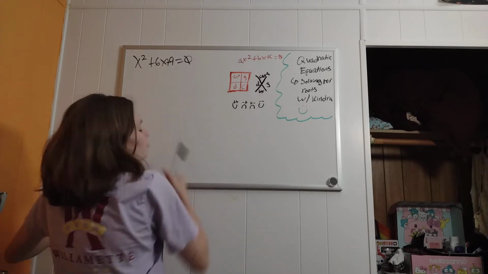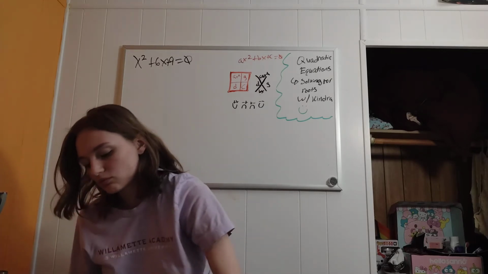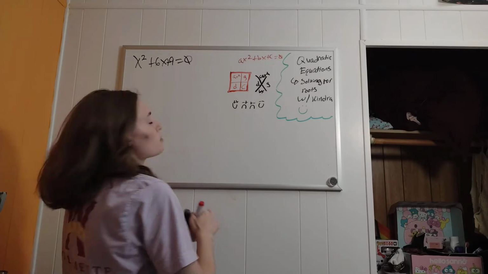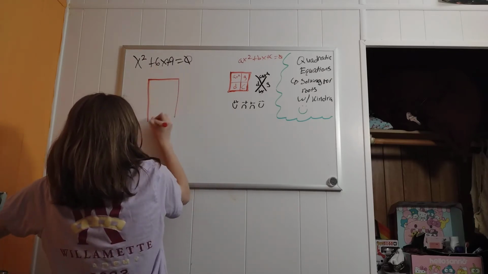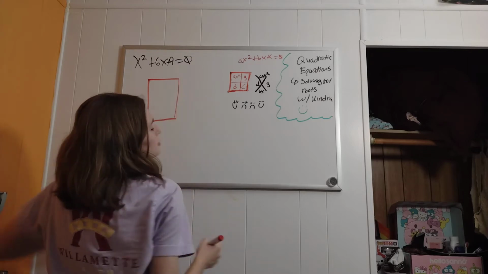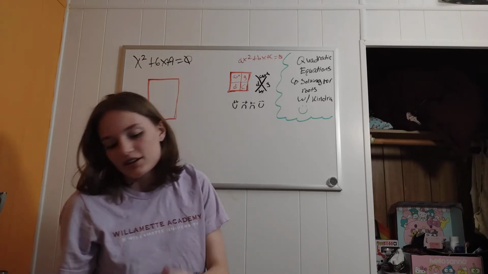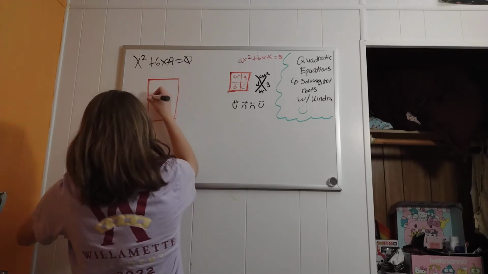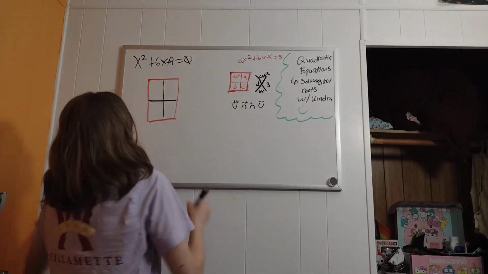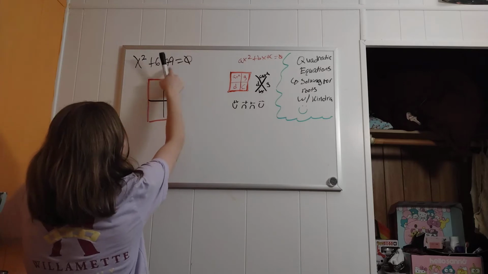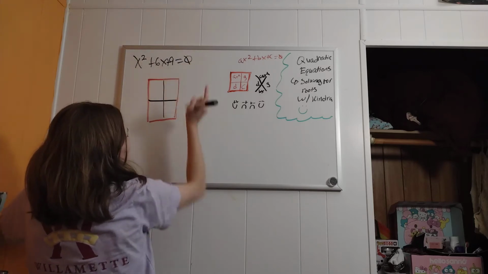We're first going to start off with making a window pane. I'm going to do this in red because this is one of the most important parts. It should really be called the window pane diamond method, but whatever. We're just going to create our little 4 quadrants right here, and we have x squared plus 6x plus 9 equals 0.